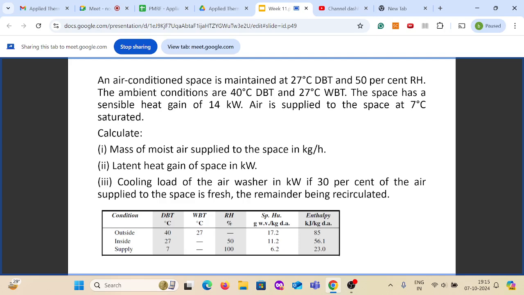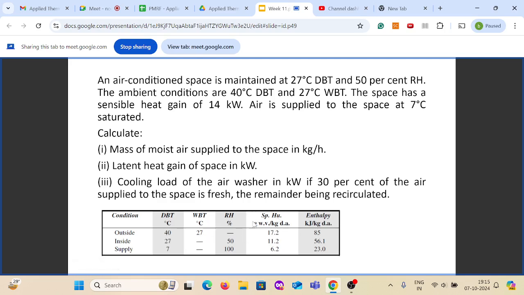So the space has a sensible heat gain. So that is the amount of heat which is coming in, which is 40 kilowatt. And we have to supply the air at 7 degrees Celsius. So the properties are given. So outside is 40 degrees Celsius and 27 wet bulb temperature.